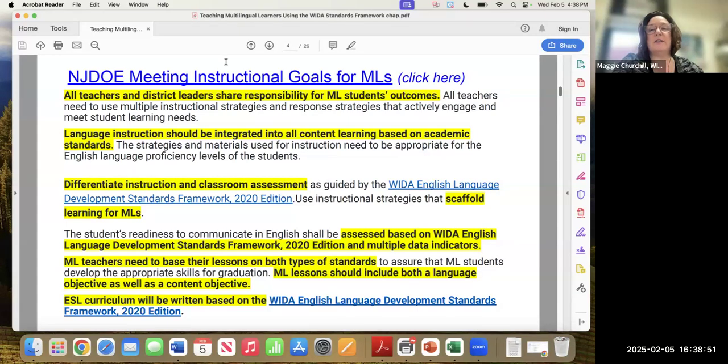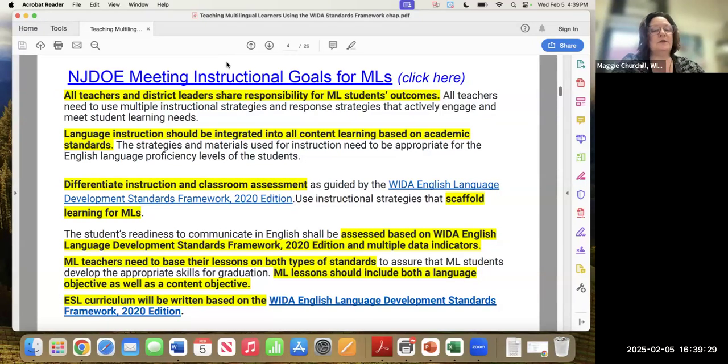So that means that we now have that stated. They're no longer just our students, they are everyone's students, not that they ever were, but there's often that perception. And so it explicitly states as well that language instruction has to be integrated into content learning based on academic standards. So the WIDA standards framework is aligned to the content standards. They are integrated standards. That's actually what's really important to note, and the standards look familiar to content teachers because they are content standards. So they're going to be very familiar with the language of it. So these are integrated standards.